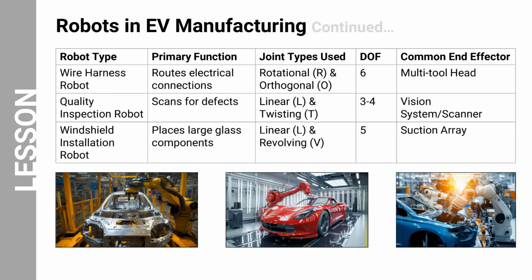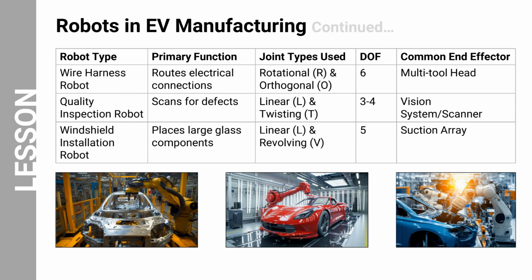Specialized robots handle the finishing and quality assurance aspects of EV manufacturing. The wire harness robot employs rotational and orthogonal joints with 6 DOF, using a multi-tool head to precisely route and connect electrical systems throughout the vehicle. For quality control, the quality inspection robot operates with linear and twisting joints in a 3/4 DOF configuration, utilizing advanced vision systems and scanners to detect potential defects in the assembly.